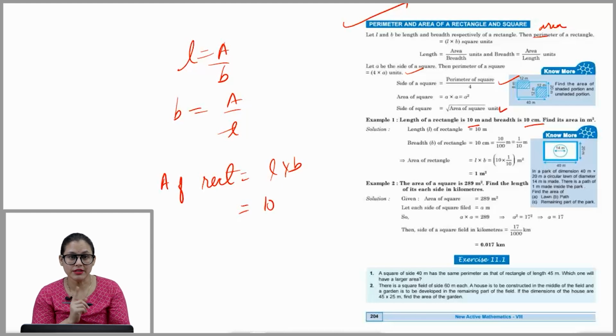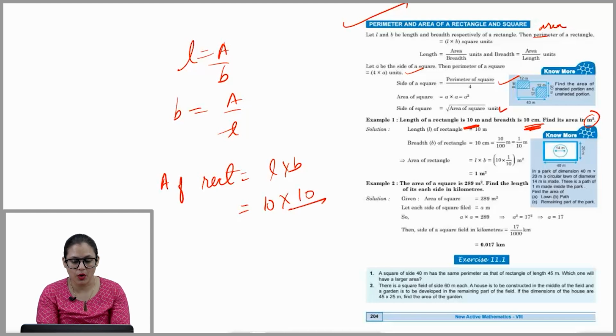But here is a difference. Length is 10 meter and breadth is 100 centimeter. So first we will make both units the same. We have to find area in meter square, so we will convert centimeter into meter. So 10 upon 100, 0, 0 goes 0. So the answer is 1 meter square.